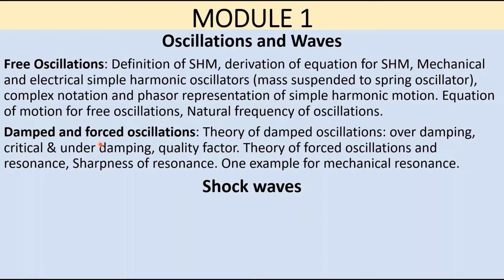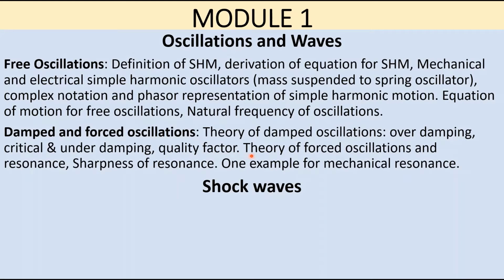Then under damped and forced oscillation, first we will discuss what is the damped oscillations, what are the examples for the damped oscillations, then theory of the damped oscillation. Under the theory of the damped oscillations, we are going to discuss three cases: over damping, critical damping and under damping. Then we will discuss what is the quality factor and what are the applications of this quality factor.